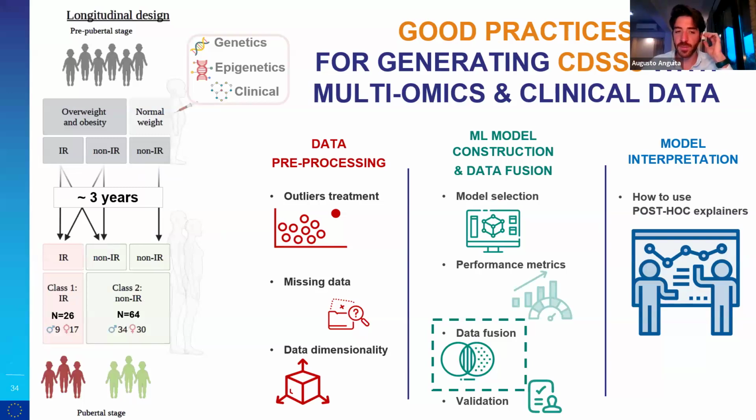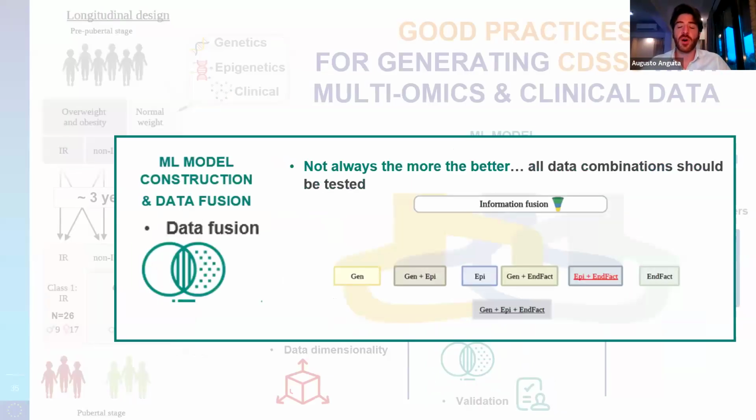About data fusion, well, the most obvious approach would be basically combining all the information that we have into the same model. But the reality is that sometimes we won't get better results if we do it. Not always is more better, and all data combinations should be tested for that.